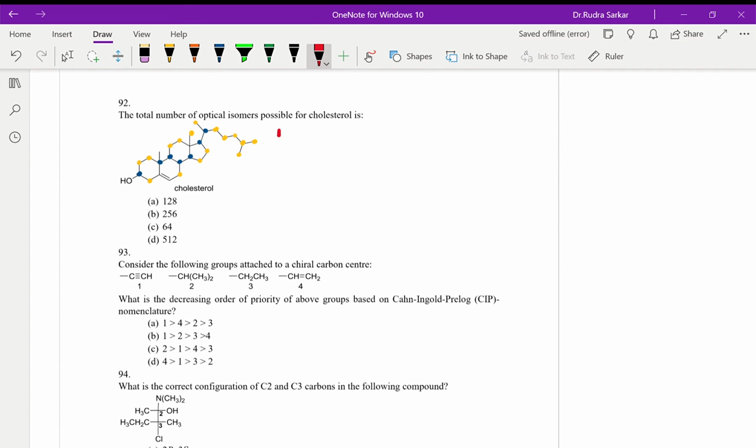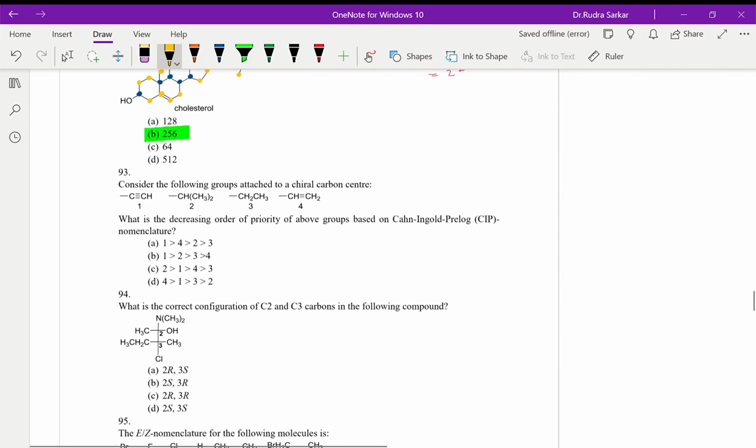So 7 into... the total isomers will be what? 2 to the power 7, right? Total optical isomers for an asymmetric molecule is 2 to the power n. So that is 2 to the power 7, and that should come out to be 256, the correct answer. Now, mind you, over here we have not considered these ones because these are sp2 and this is CH3. So this one has been neglected.